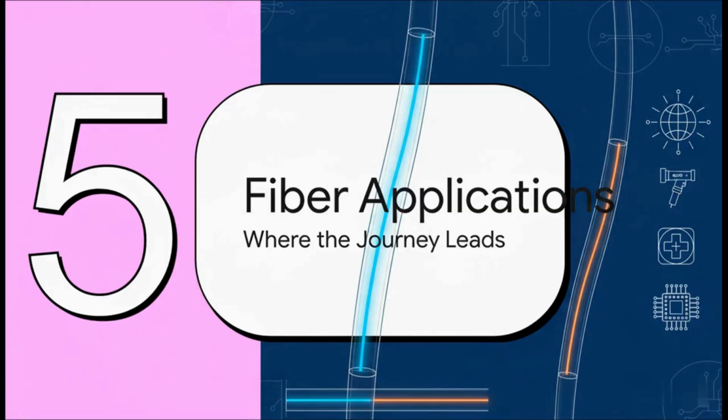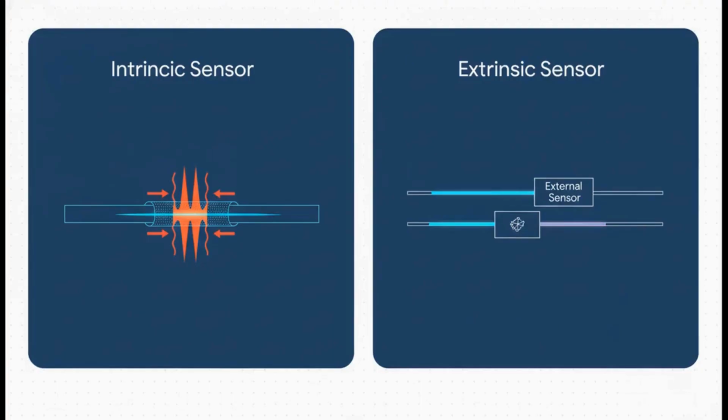So, despite all those challenges, engineers have figured out some truly incredible ways to use this technology. Let's take a look at where this journey of light actually leads in the real world. Besides just communication, fibers make for fantastic sensors, and we can split them into two camps. In an intrinsic sensor, the fiber is the sensor. A change in temperature or some physical strain on the fiber directly changes the properties of the light passing through it. But in an extrinsic sensor, the fiber is just a delivery pipe. It carries light to some external sensor and then carries the modified light signal back for analysis.